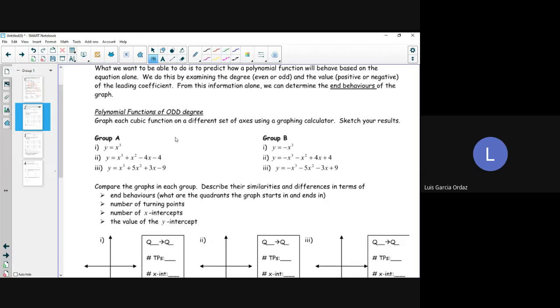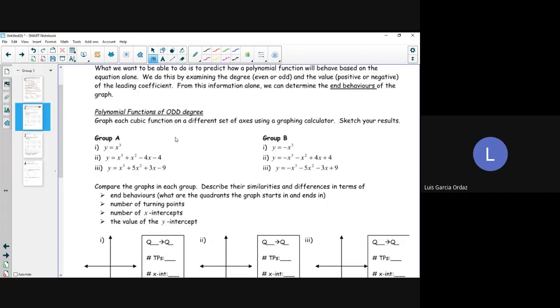We do this by examining the degree, even or odd, the value positive, negative, the leading coefficient. From this information alone, we can determine the end behaviors of the graph. So when it comes to the end behaviors of the graph, when you have an even degree polynomial function, the end behaviors are going to be the same. So either both ends are going to approach positive infinity or both ends are going to approach negative infinity.